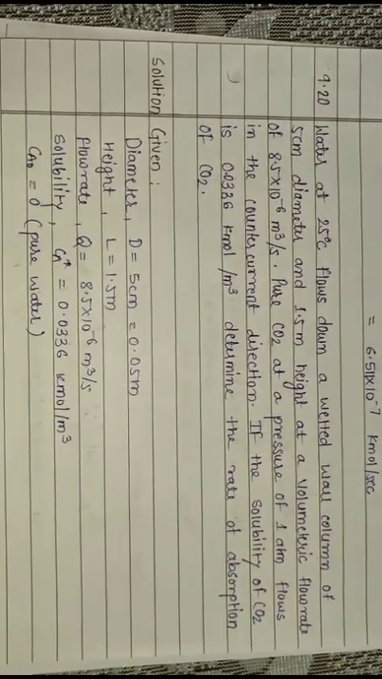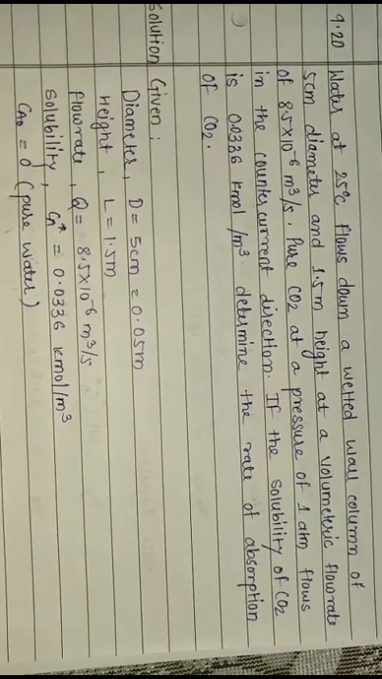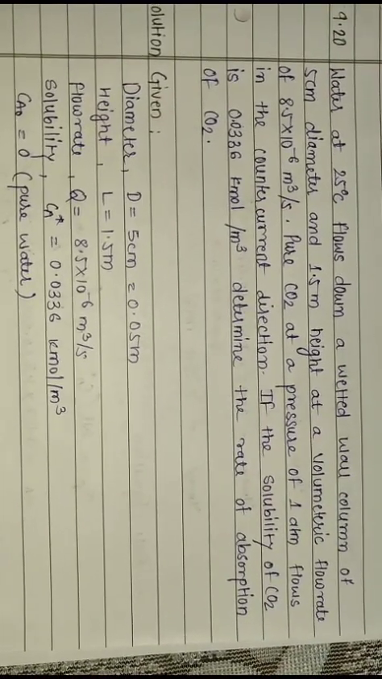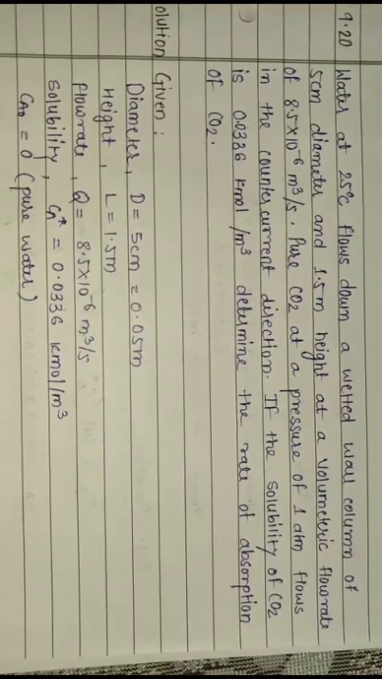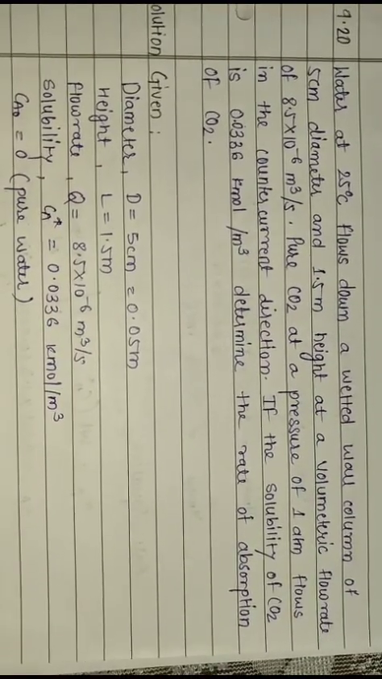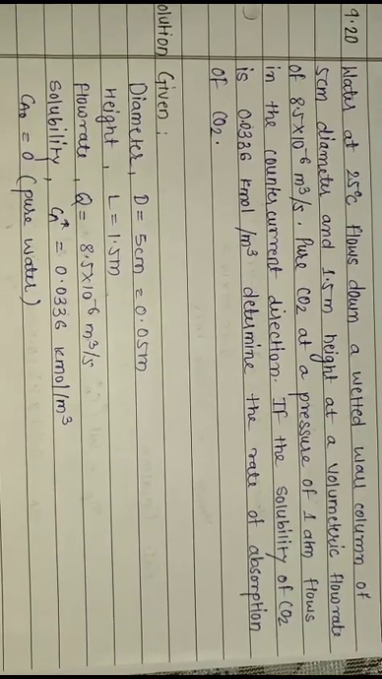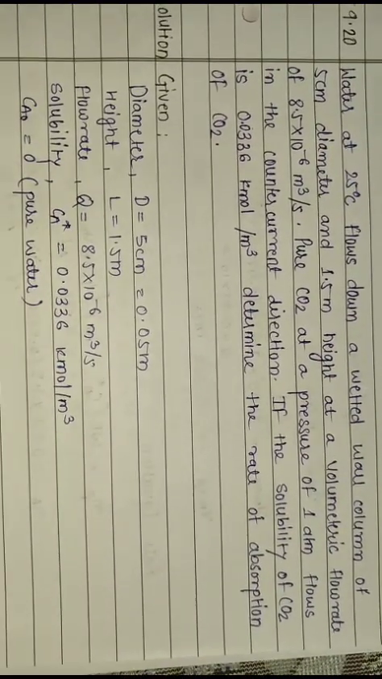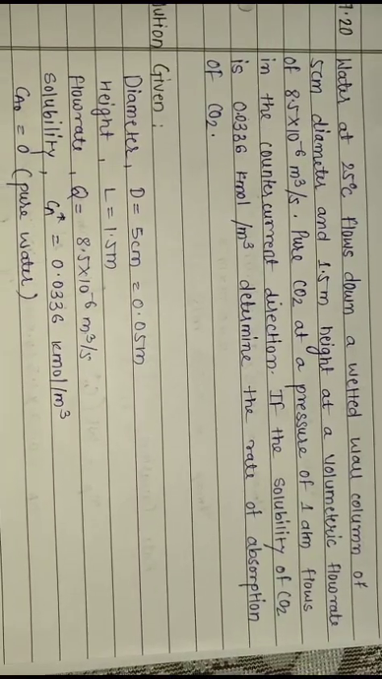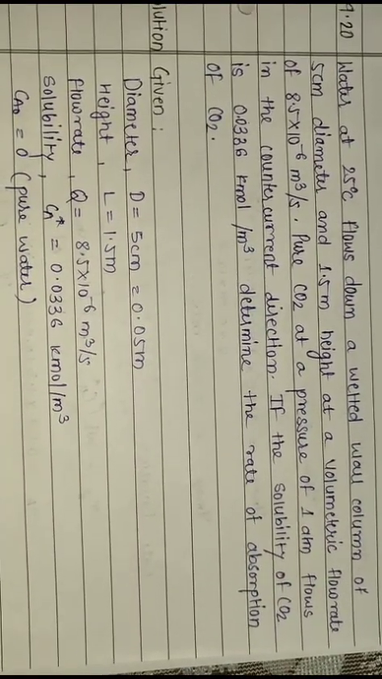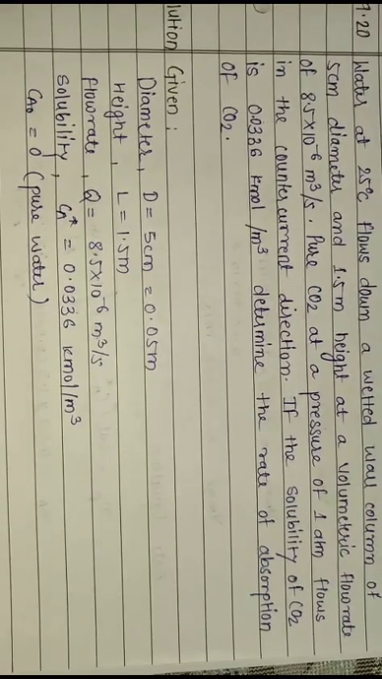The given data is diameter D equal to 5 cm, so we will convert it into meter, that is 0.05 meter. Height L equal to 1.5 meter. Flow rate Q equal to 8.5 into 10 raised to power minus 6 meter cube per second. Solubility, that is Ca star, equal to 0.0336 kilomole per meter cube, and Ca naught equal to 0 because pure water.